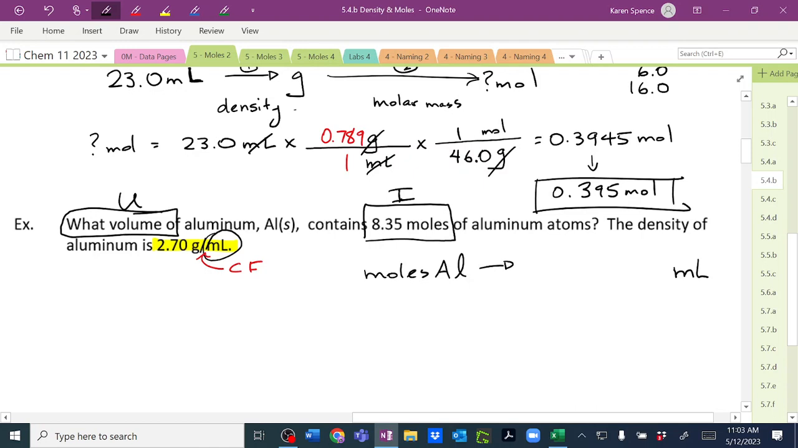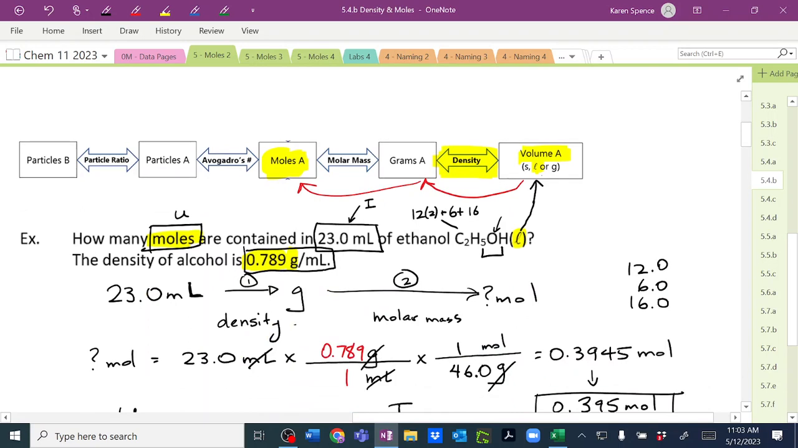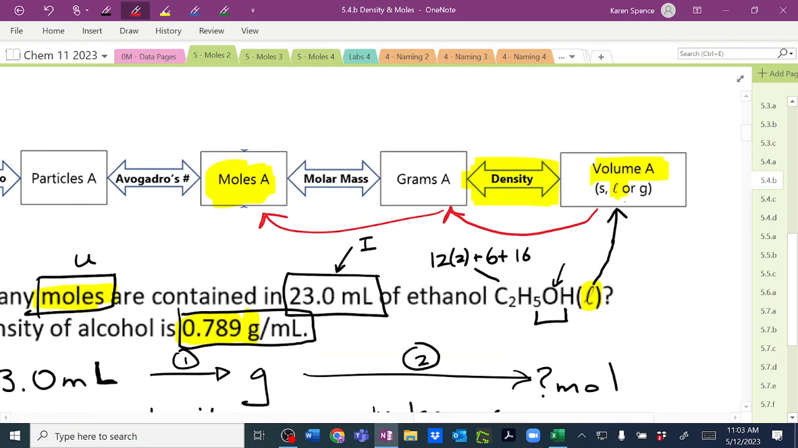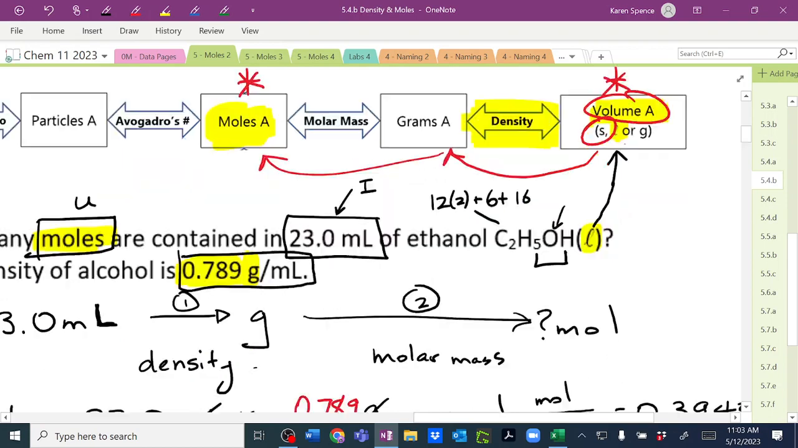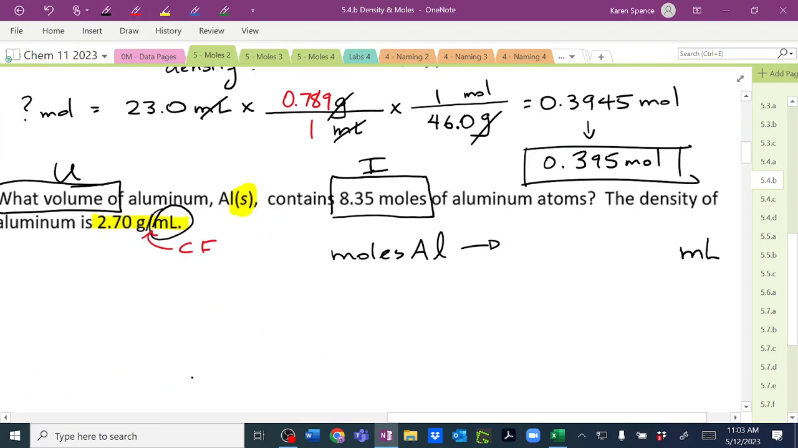So if we want to go from moles to milliliters of a solid, here we're starting at moles and we want volume of a solid. What do we have to convert to in between? Grams, okay? So we're going to go from moles of aluminum to grams of aluminum and then to milliliters of aluminum.